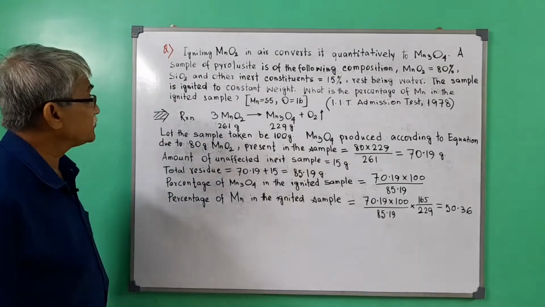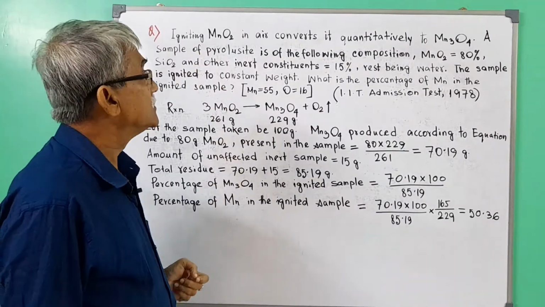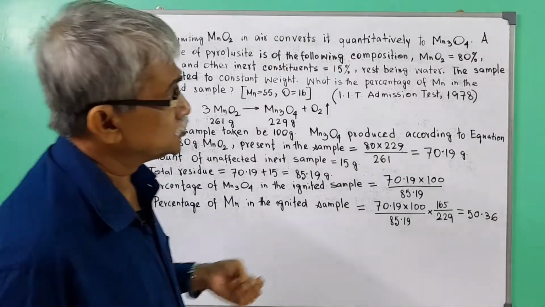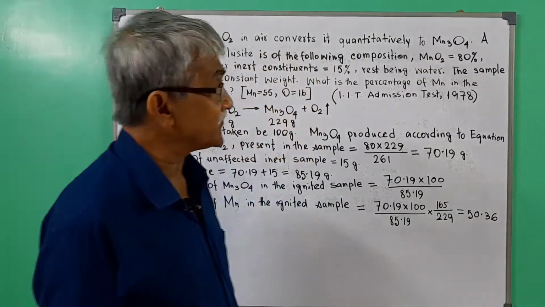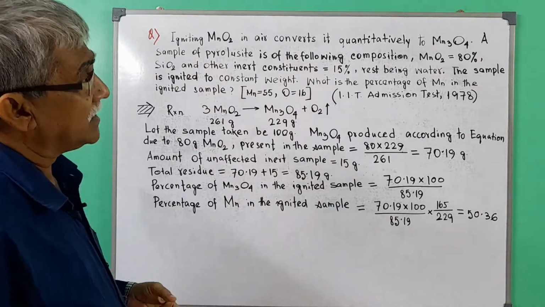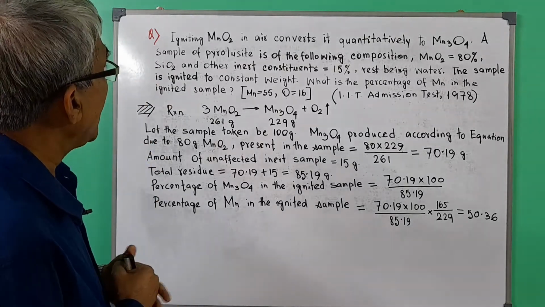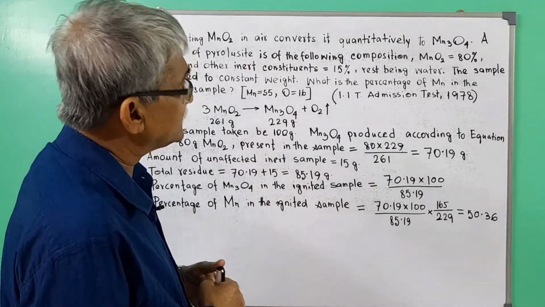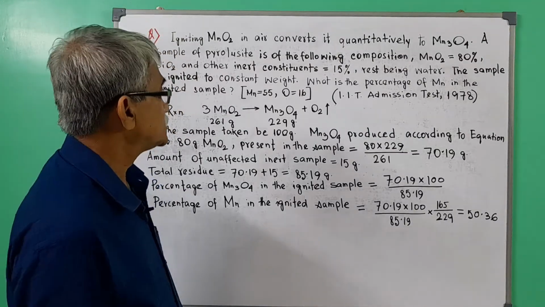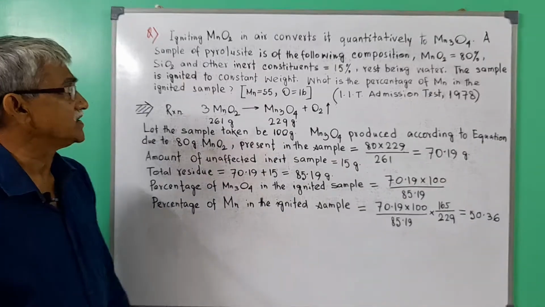Now let us work out the next question. Igniting MnO2, manganese dioxide, in air converts it quantitatively to Mn3O4, trimanganese tetroxide. A sample of pyrolusite is of the following composition: MnO2 80%, SiO2 (silica) and other inert constituents equal to 15%, the rest being water. The sample is ignited to constant weight. What is the percentage of manganese in the ignited sample?